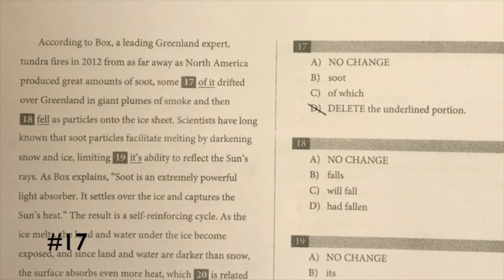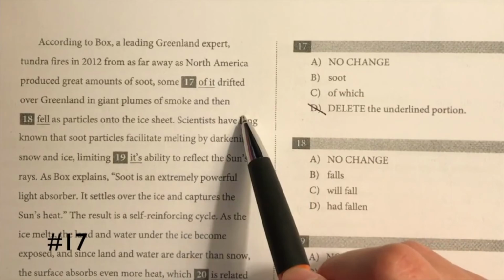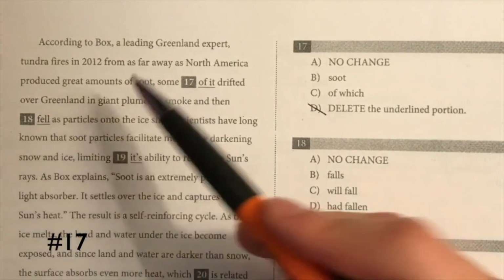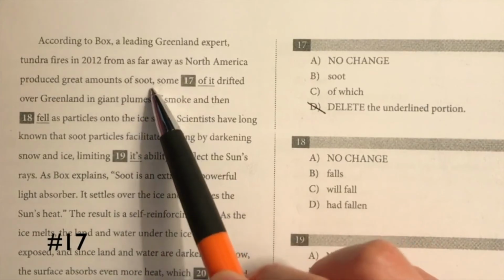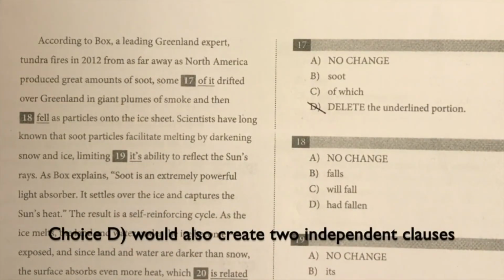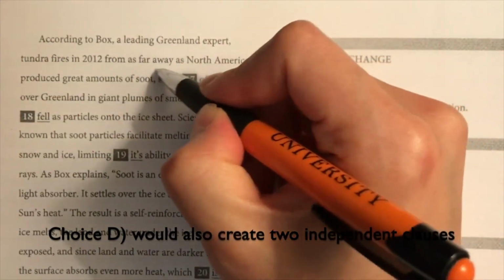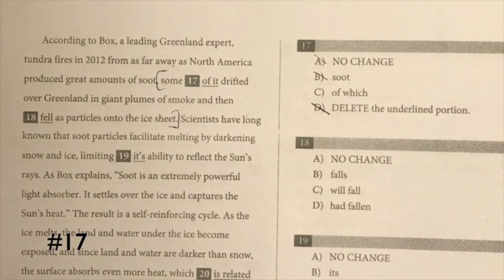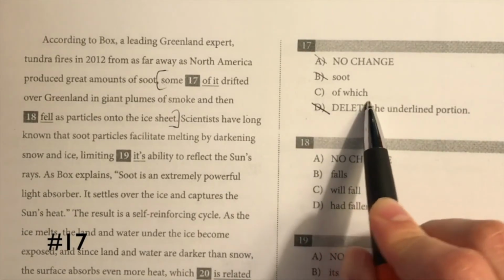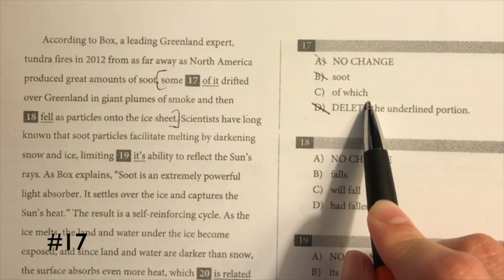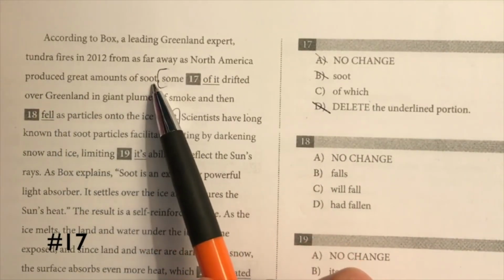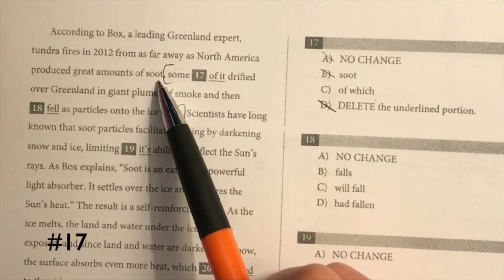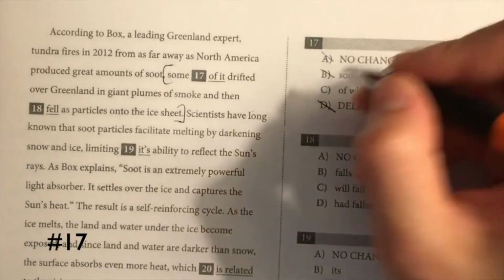No change would mean that we have two separate independent clauses joined by a comma. Usually to join two independent clauses, you need a conjunction in the middle, like comma and or comma but. However, this would just separate two independent clauses, and that's grammatically incorrect. If we add "soot" right here, then this section would also become an independent clause without a conjunction in between, so "soot" would also be incorrect. The only choice that makes sense is "of which." If you put it in your sentence, it connects the two clauses nicely: "from as far away as North America produced great amounts of soot, some of which drifted over Greenland." The "some of which" refers to the soot, so these clauses go together well. So we know that the answer must be C.